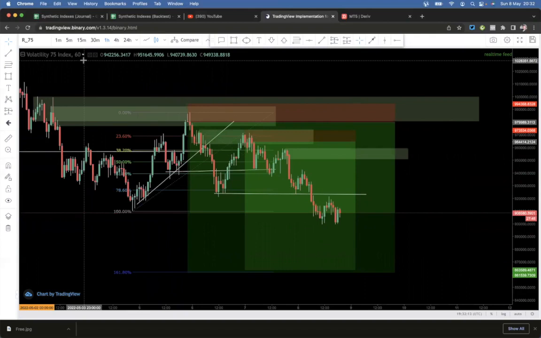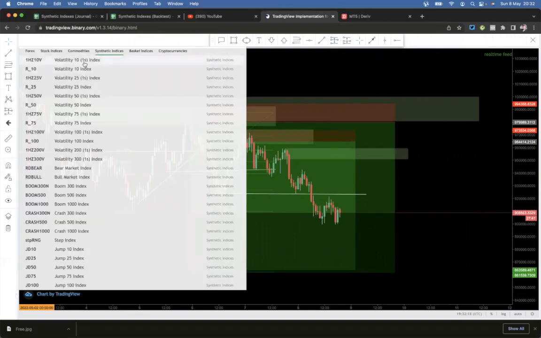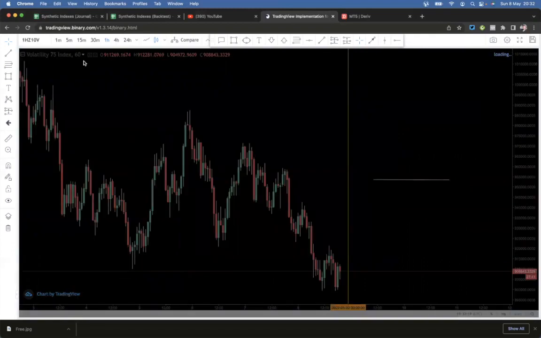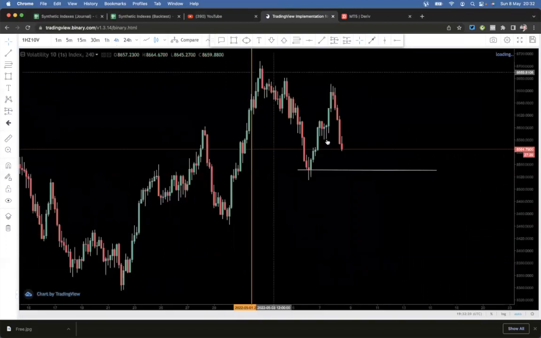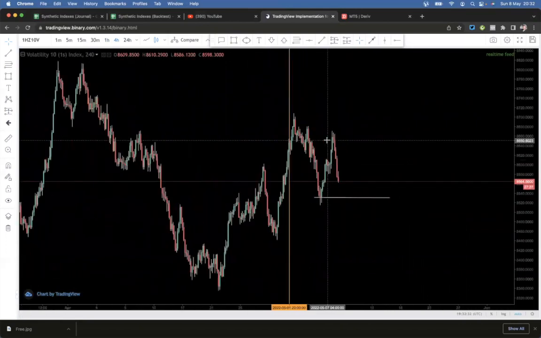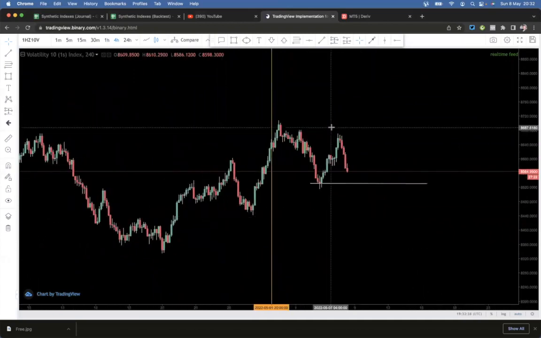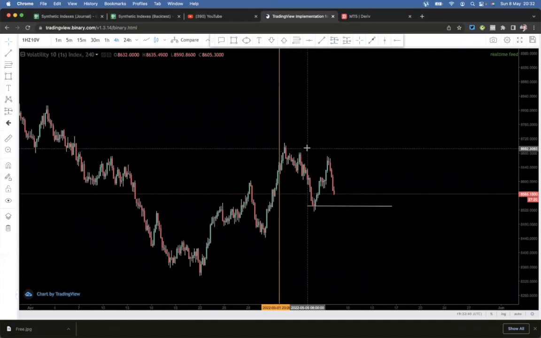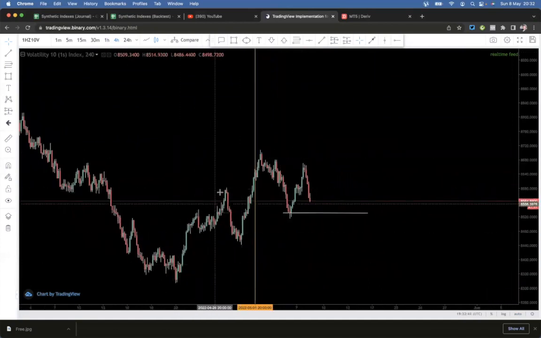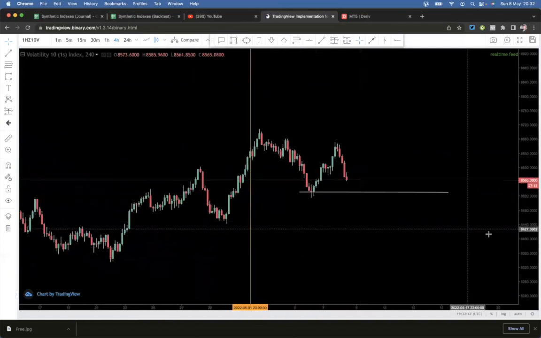Let's look at VIX 10-1S. What do we have here? In VIX 10-1S, pretty simple, really clear market structure. We're in the 4 hour time frame, and we see that the market is making higher high, higher low, higher high, higher low. That lets us know that price is in an uptrend.